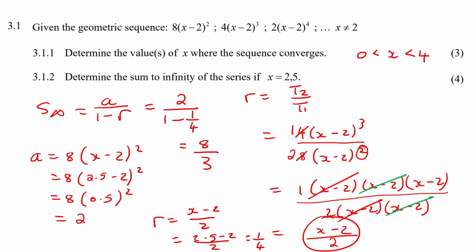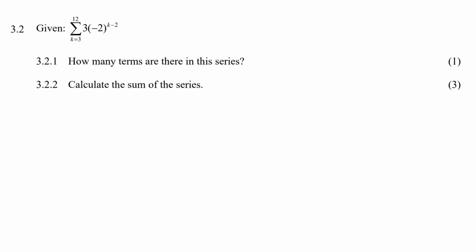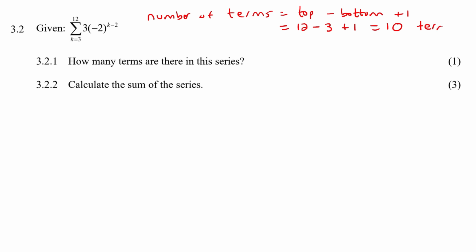8 over 3. Okay, so here we have a sigma notation, and the first question says, how many terms are there? Now, a lot of learners are going to get this wrong because they're going to say that it's this number over here. But remember, what I've told you is that to work out the number of terms, you always take the top minus the bottom, and then you add 1. So it's going to be 12 minus 3 plus 1, and that's going to give us 10 terms.